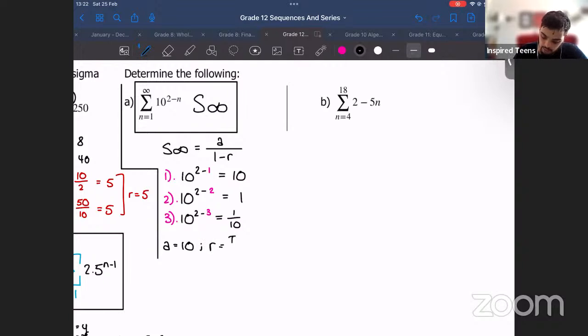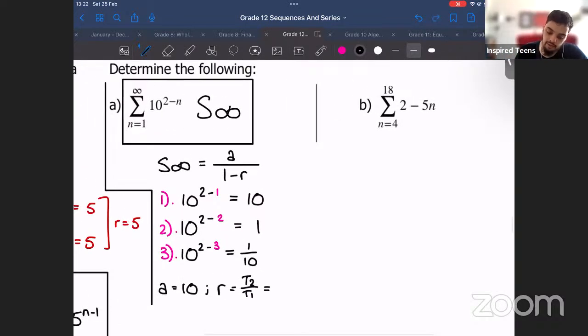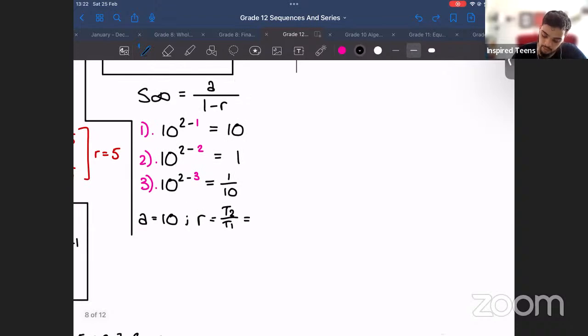R is equal to T2 over T1. Okay, it's definitely geometric, so we don't have to do T3 over T2. We know it's geometric because sum to infinity only works with geometric anyway. And this is going to be equal to 1 over 10. So R is basically 1 over 10. So A is 10, R is 1 over 10.